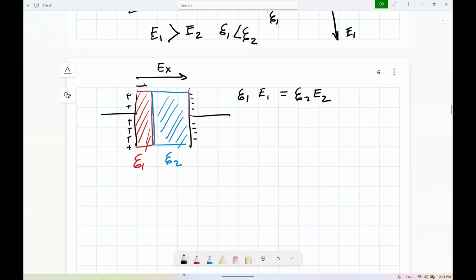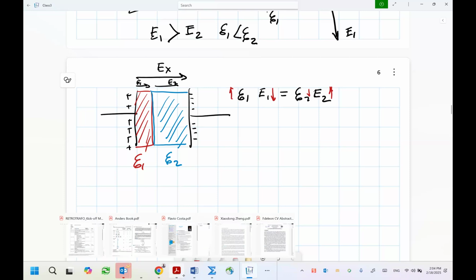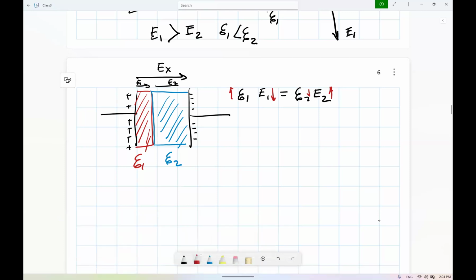So you will have E1 here and E2 here. And that is at the boundary. All right, so this equation needs to be equal. Therefore, if you have a higher electric permittivity, this field will be smaller. And because this one is smaller, this will be higher. So you will have a concentration of the field on E2.